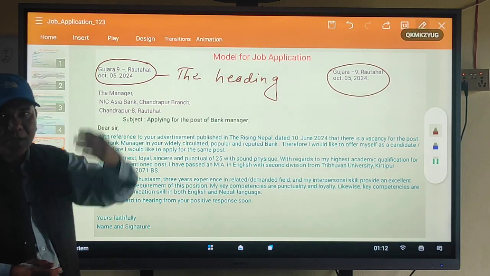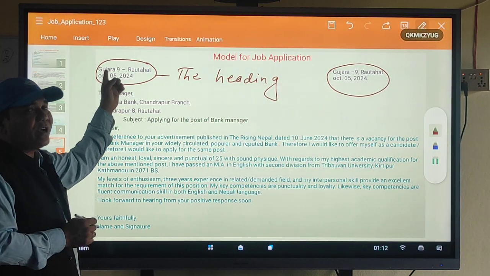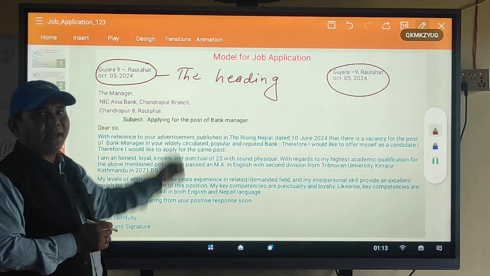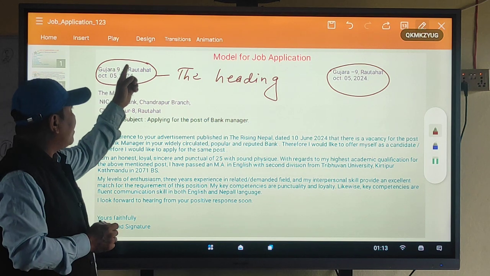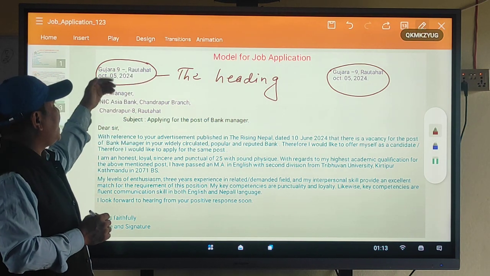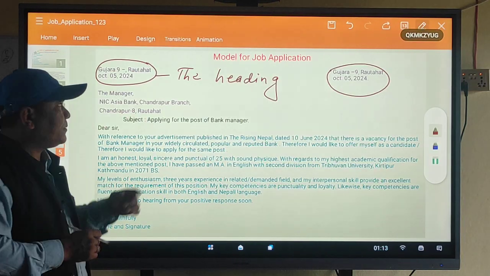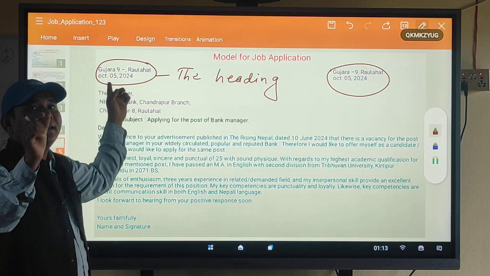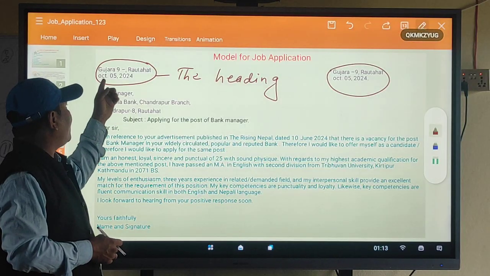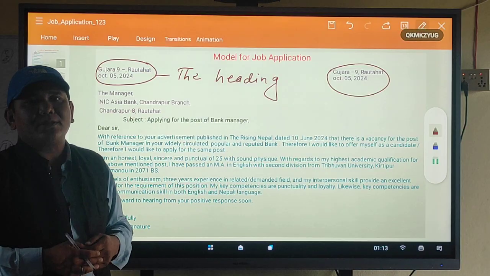As I have just told you a few minutes ago, this is the address of the sender. This is the address of an applicant. Gujra 9 Rautahat is the address of the sender, and just below the address of the sender you need to mention the date when the letter is written. Okay? October 5, 2024 is the date when the letter is written.